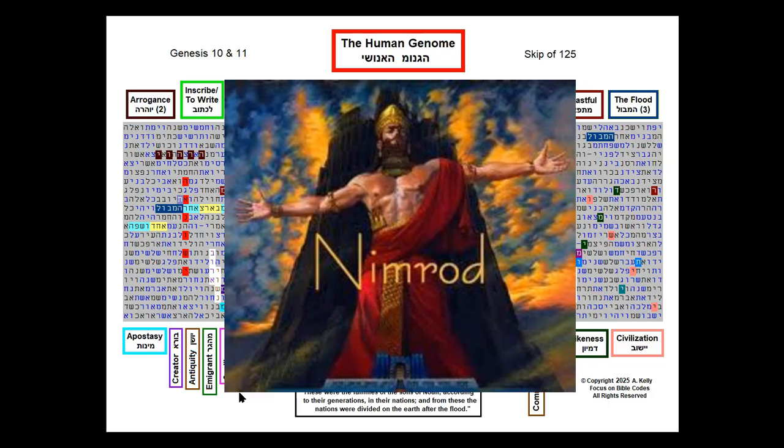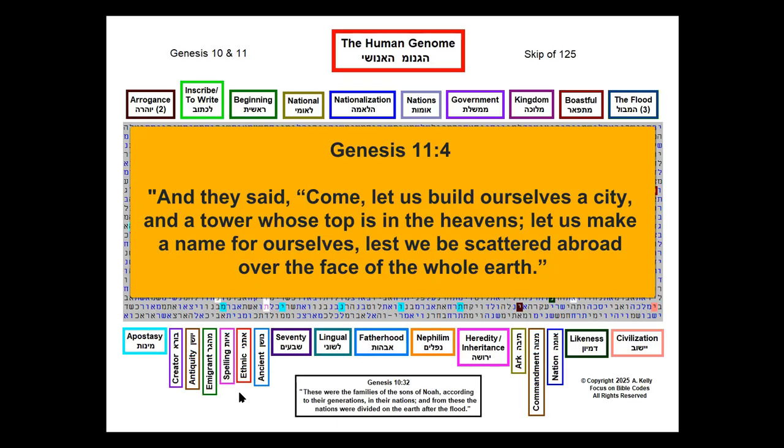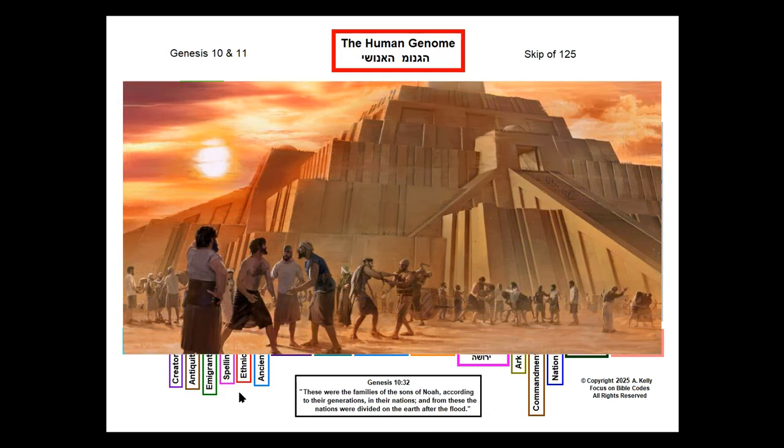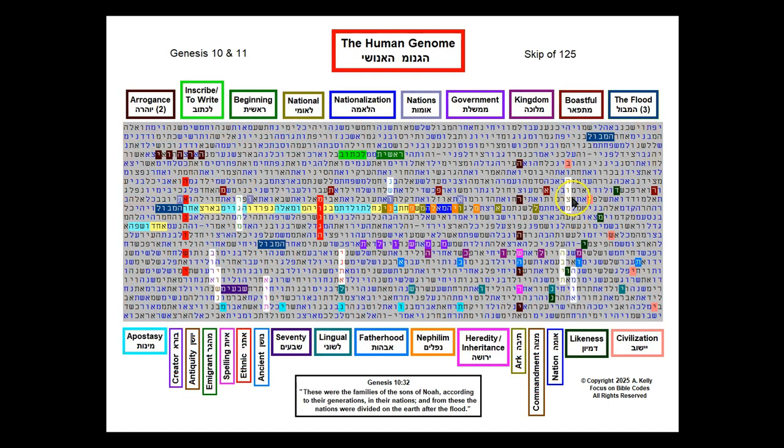In Genesis chapter 11, verse 4, it says, "And they said, 'Come, let us build ourselves a city, and a tower whose top is in the heavens. Let us make a name for ourselves, lest we be scattered abroad over the face of the whole earth.'" This was an act of rebellion and arrogance, and was a form of apostasy. They were boastful and wanted to make a name for themselves. The word for commandment is here in the brown lettering going up.